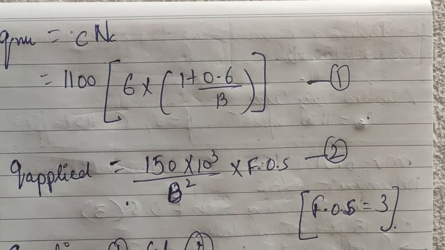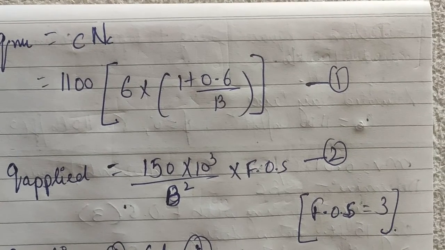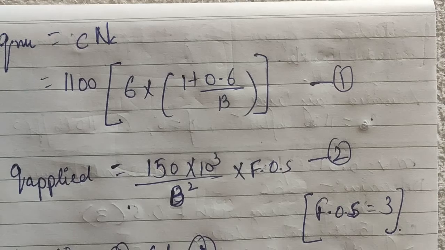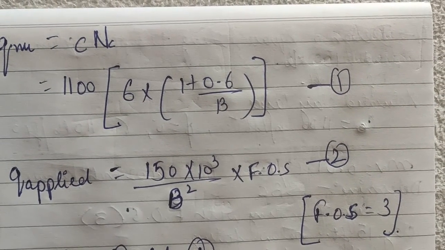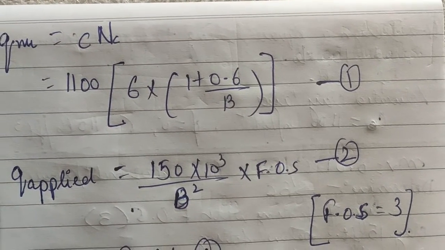Next step is to determine the net ultimate load. Formula for that is cohesion multiplied by Nc, that is the bearing capacity factor. So we have the equation as 1100 multiplied by 6(1 + 0.6 B). This is our equation 1.